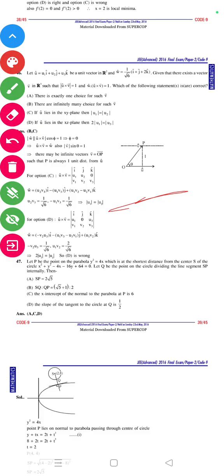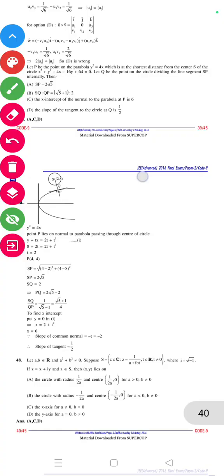For option D, u cross v is the determinant of i cap, j cap, k cap; u1, 0, u3; v1, v2, v3. W cap is equal to minus v2 u3 i cap minus (u1 v3 minus u3 v1) j cap plus u1 v2 k cap. Minus v2 u3 is equal to 1/√6, u1 v2 is equal to 2/√6. Therefore 2|u3| is equal to |u1|. So option D will be wrong. So B and C: there are infinitely many choices of b, and C too, if u cap lies in the xy plane then |u1| is equal to |u2|. So B and C will be the answer.